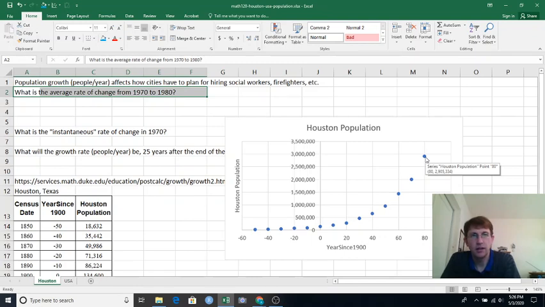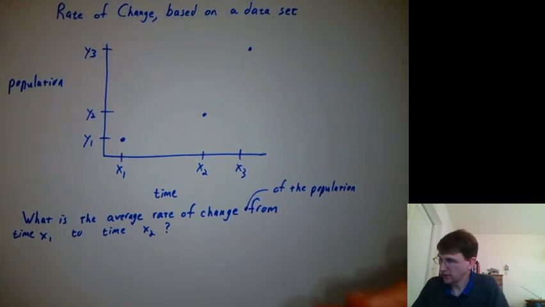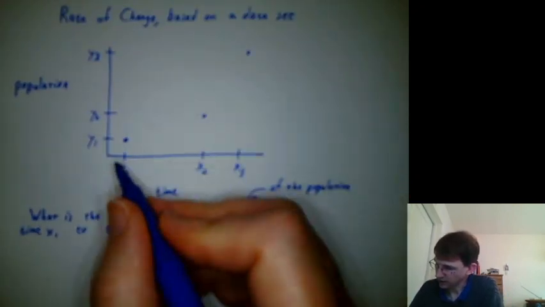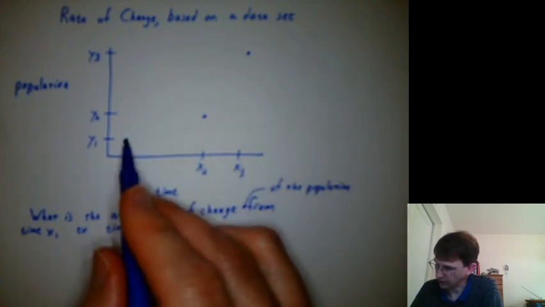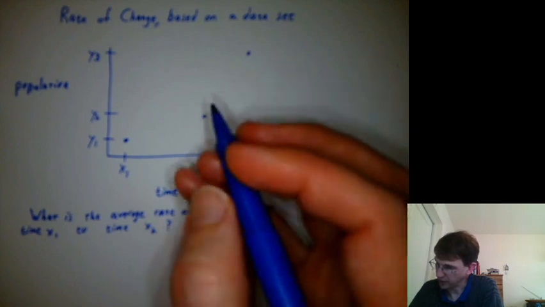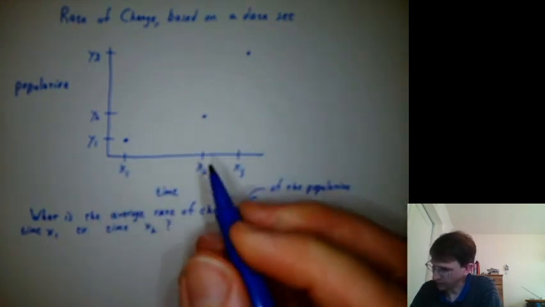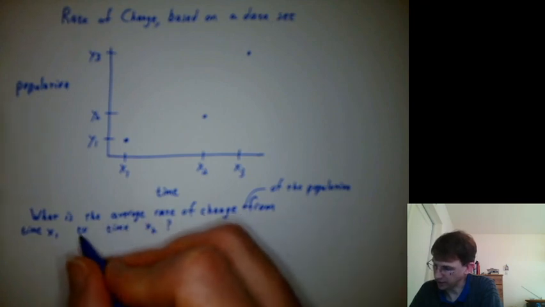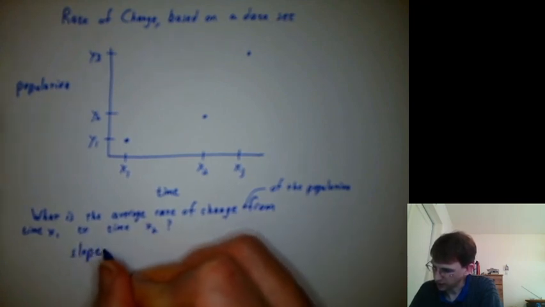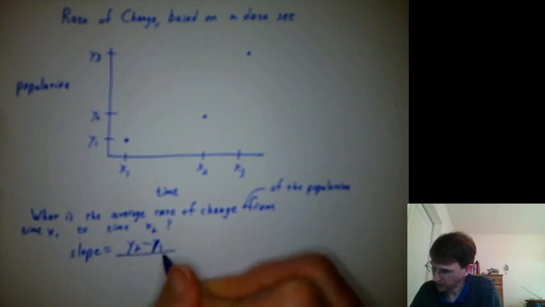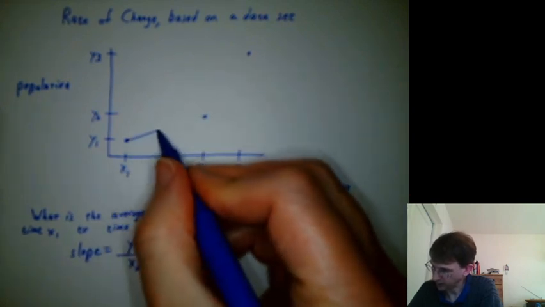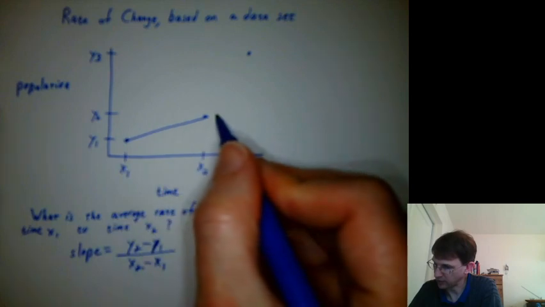And I've got a sketch of it over here. So let's say this was like 1970 and this was 1980. We want to know the average rate of growth from this point to that point. Well, you might remember that you can think of average rate of change as kind of a slope. And you probably remember the formula y2 minus y1 over x2 minus x1. And that's the slope of the line that connects x1, y1 to x2, y2.